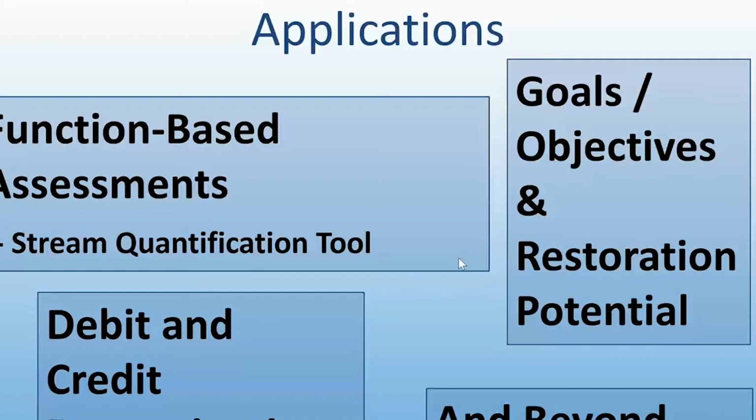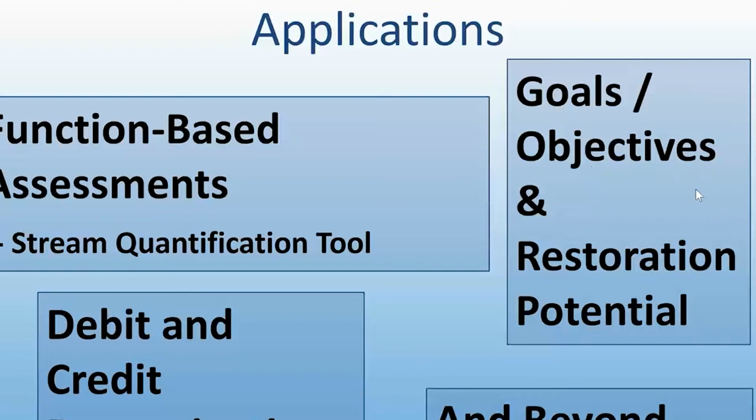All right, so the last little thing I want to mention in this intro is that out of the framework document, we do recommend some applications. And so we talk about how you could use the framework to develop assessments. And again, the stream quantification tool is an assessment method out of the framework. We also talk about how you can use this concept to think about debit and credit determination in a way that would create parity. And then my favorite, actually, the low-hanging fruit, is that it does give you a way to think about developing function-based goals and objectives, and restoration potential.